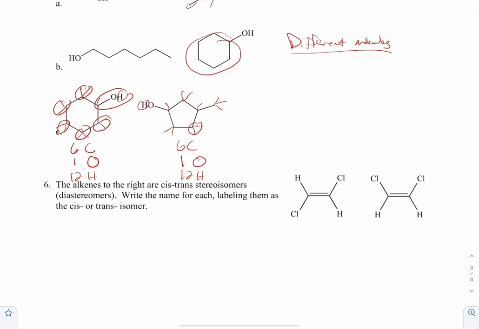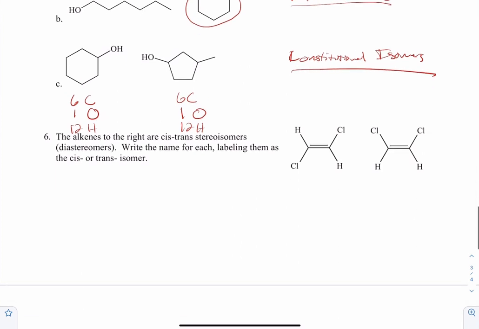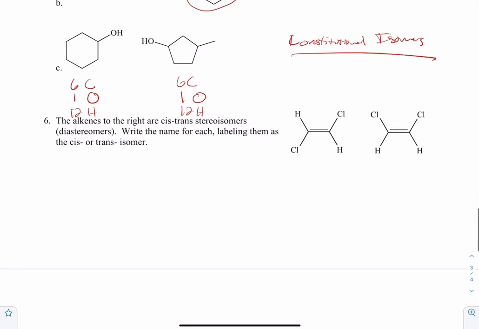Okay, so they have the same chemical formula and they're bound differently. They're different compounds. So yeah, these are isomers. In fact, we would call these constitutional isomers, right? Because the compounds here are bound differently. So these are going to be constitutional isomers. Okay, hopefully the isomers are starting to click and make sense now.